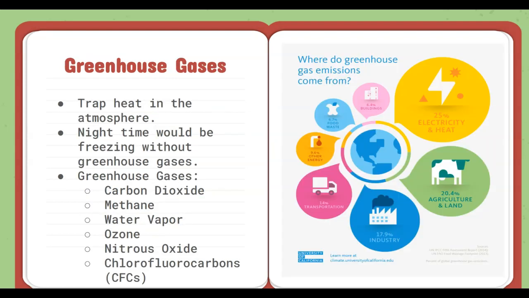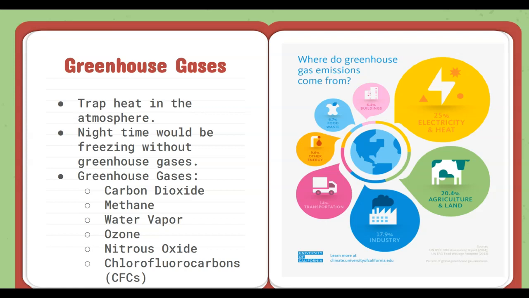The next thing I want to talk about are greenhouse gases. I'm sure that you've heard the term greenhouse gases, but you might not necessarily know what they are or what they do. So greenhouse gases trap heat in the atmosphere. Without greenhouse gases, it would be extremely cold during nighttime. So thankfully, greenhouse gases do trap heat and prevent nighttime from getting frigidly cold.